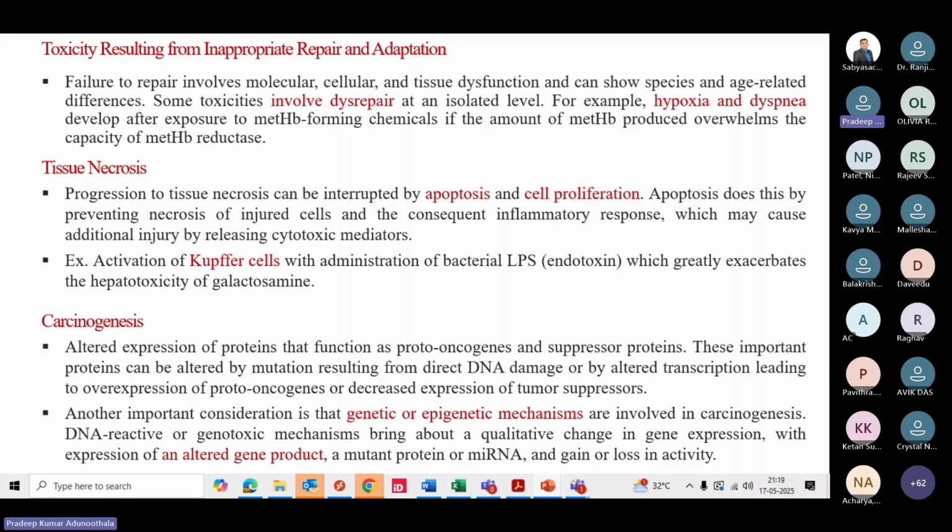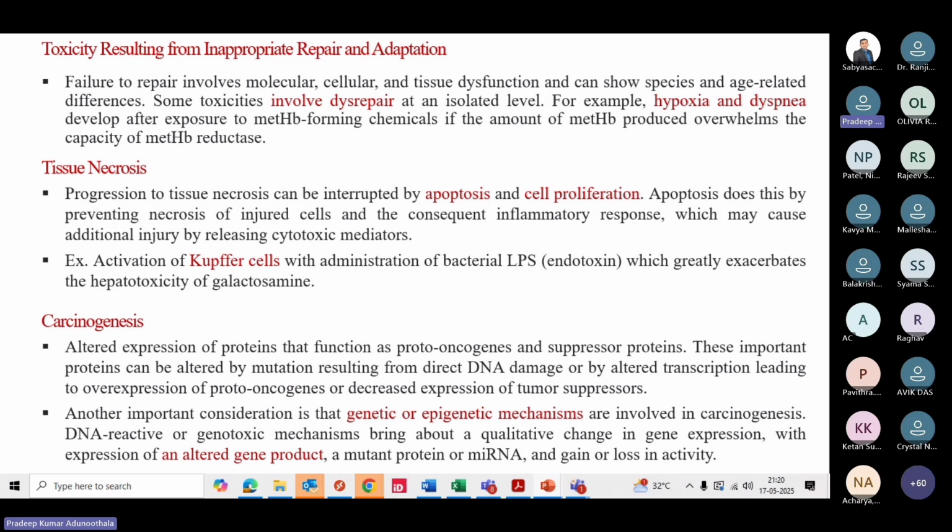And tissue necrosis. Progression to tissue necrosis can be interrupted by apoptosis and cell proliferation. So in this, apoptosis does this by preventing necrosis of injured cells and the consequent inflammatory responses that may cause additional injury by releasing cytotoxic mediators. An example for this is activation of Kupffer cells with administration of bacterial LPS endotoxin, which greatly exacerbates the hepatotoxicity of galactosamine. And next step is carcinogenesis.